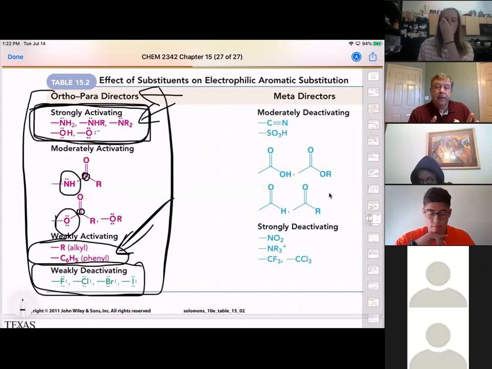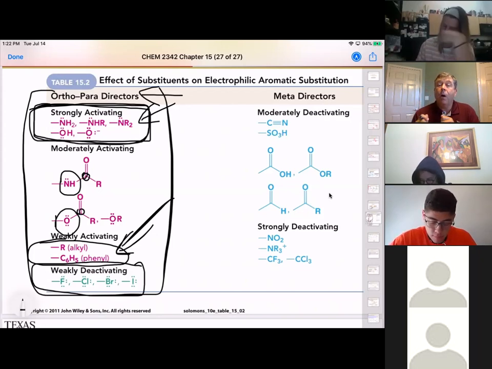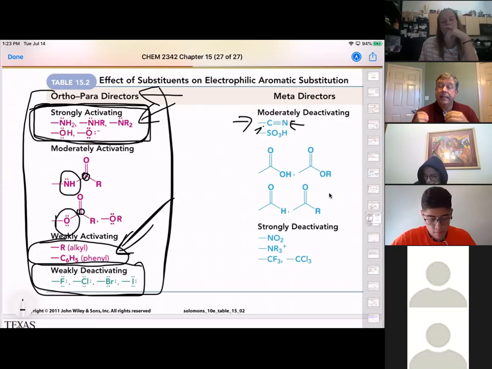So that being said, let's look at the other side with the meta directors. All meta directors are deactivators, okay? And what we're going to see in common with all of these is they all have a partially positive charge bonded directly to the benzene ring, or a full positive charge bonded to the ring, okay? So in the case of this group right here, the cyano group, if we look at our resonance contributors, we have a partially positive carbon and a partially negative nitrogen. That's why it's deactivating, and that's why it's a meta director.